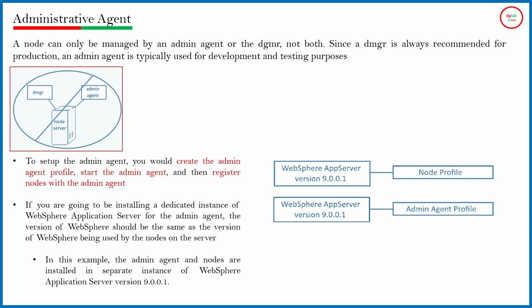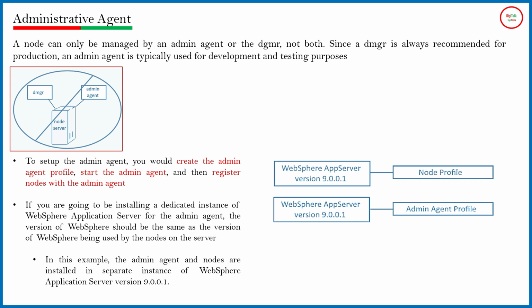If you are going to install a dedicated instance of WebSphere application server for the admin agent, the version of WebSphere should be the same as the version of WebSphere being used by the node on the server. When we install WebSphere, it is also possible that from a single installation we can create multiple profiles, right?